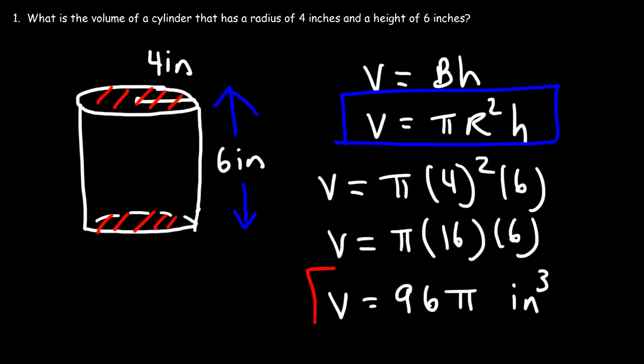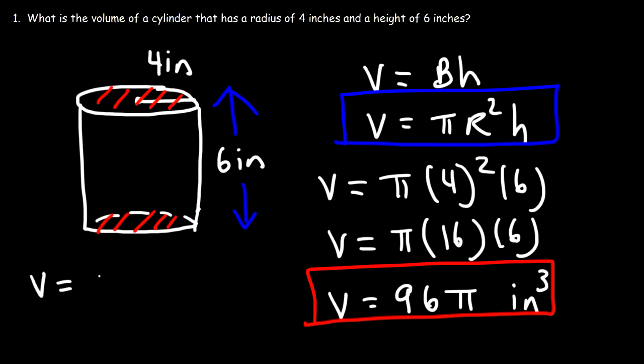Now, if you want to get the decimal value, here's what it's going to be. I'm going to use the pi value in my calculator, which is 3.14159 with some other numbers added to it. So let's take that, multiply it by 96, and so I got 301.6 cubic inches.